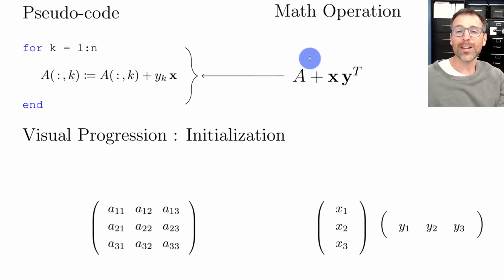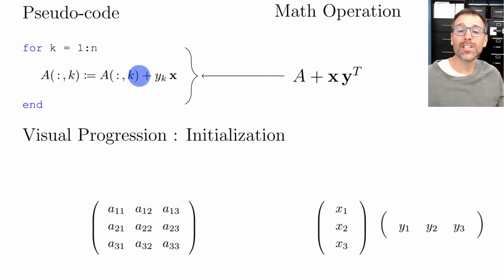The mathematical operation that we're doing is a rank 1 update, A plus x times y transpose. We're doing this by columns, so we write a for loop that runs over the columns. k goes from 1 to n. Then we update the kth column of A with the previous kth column plus the scalar y_k, the kth entry of y, multiplied by the column vector x.